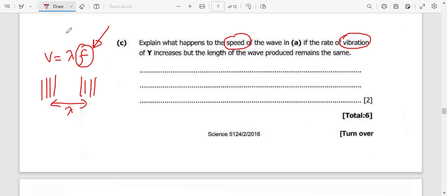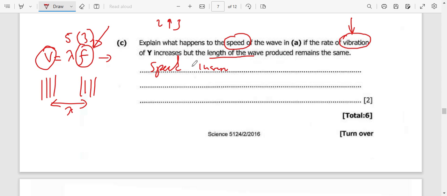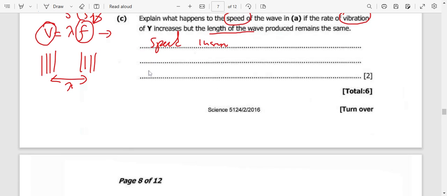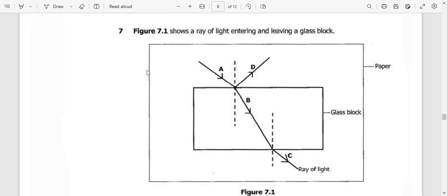So the wavelength, they've told us the length is the same, meaning that the wavelength is the same. If it was 5, it is still 5. But because you have increased the vibrations, you have increased the frequency. So if the frequency was 2, maybe it has now become 3. You've seen that because of that, you are going to increase the speed of the wave. That is because you've increased the number of waves produced per second. That is why the speed is going to increase.